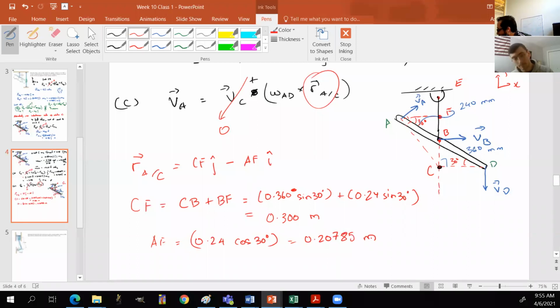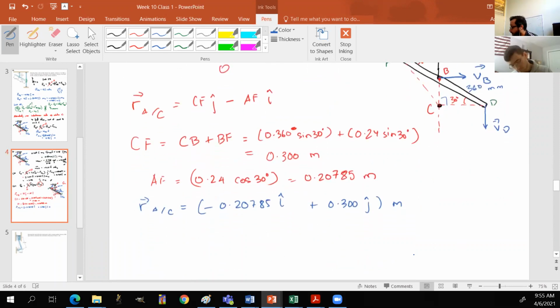Then you see that r of A relative to C is equal to minus AF i hat, so minus 0.20785 i hat, plus CF j hat, so plus 0.300 j hat, in meters, like that. All right, plug and chug.